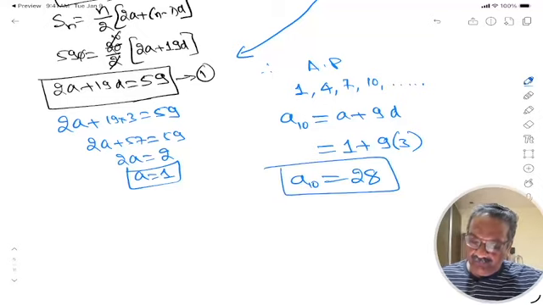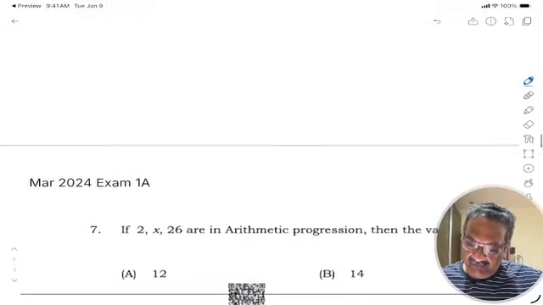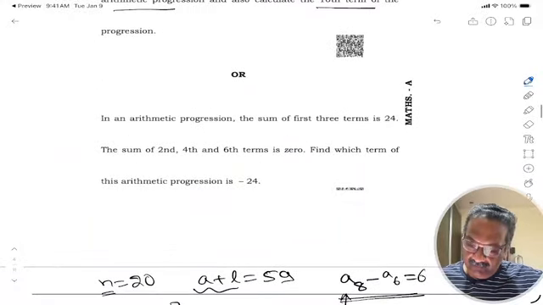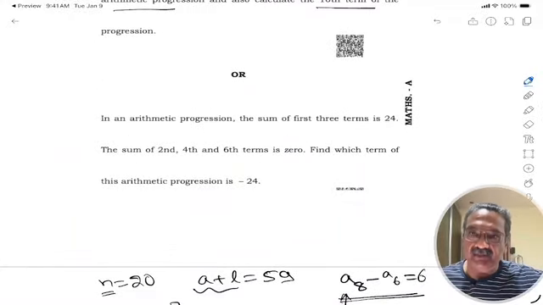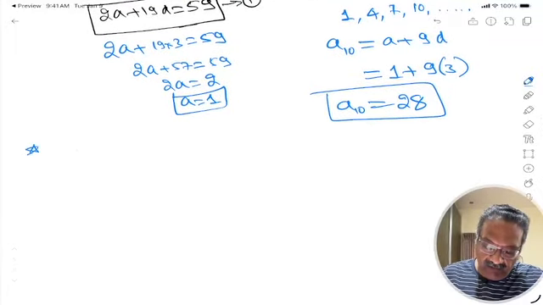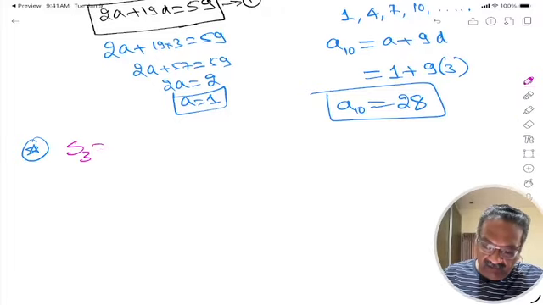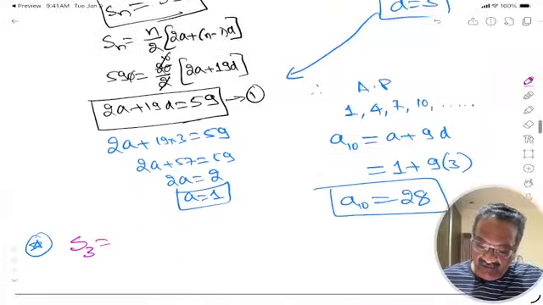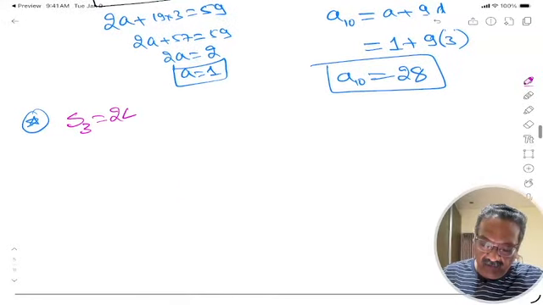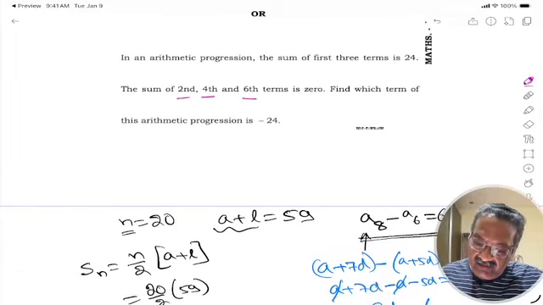Let us take the OR part. OR part, what does it say? In an AP, the sum of first 3 terms is 24. So sum of first 3 terms, that is first 3 terms is how much? 24. The sum of second, fourth and sixth term is 0. Second, fourth and sixth term.